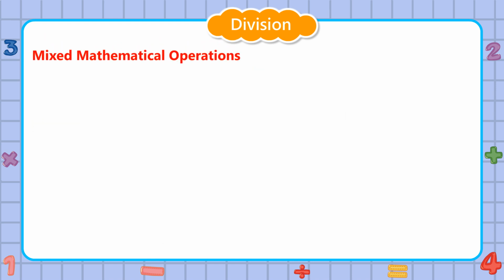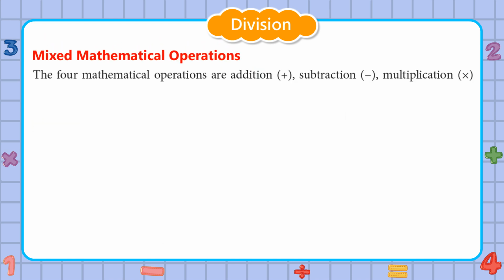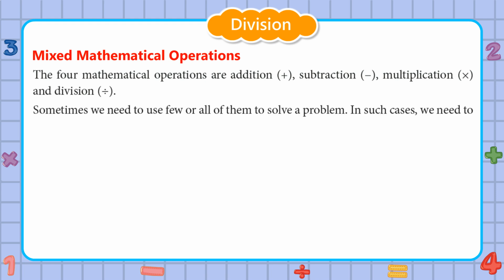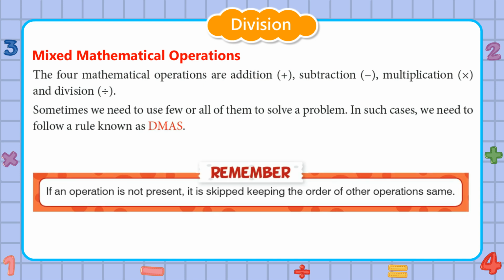Mixed mathematical operations. The four mathematical operations are addition, subtraction, multiplication, and division. Sometimes we need to use few or all of them to solve a problem. In such cases, we need to follow a rule known as DMAS. Remember, if an operation is not present, it is skipped, keeping the order of other operations same.